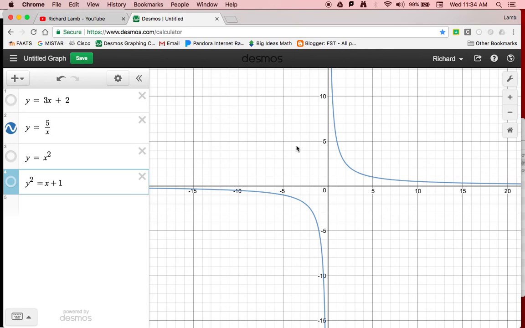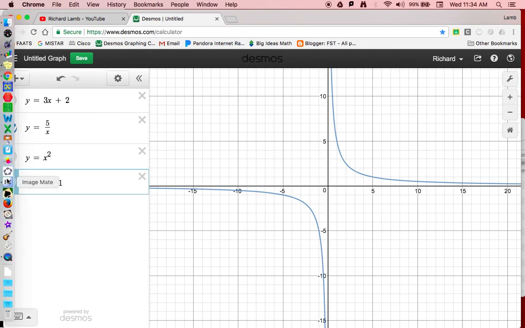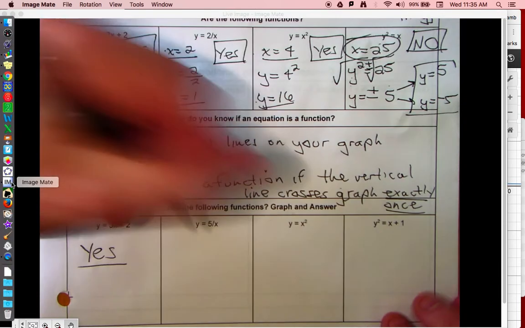If I draw a vertical line right here, how many times does it touch? Once. Over here, touches once. Over here, touches once. Over here, touches once. You can see it always touches once. Is this a function? The answer to that is yes. Alright, so let's throw a yes in there.